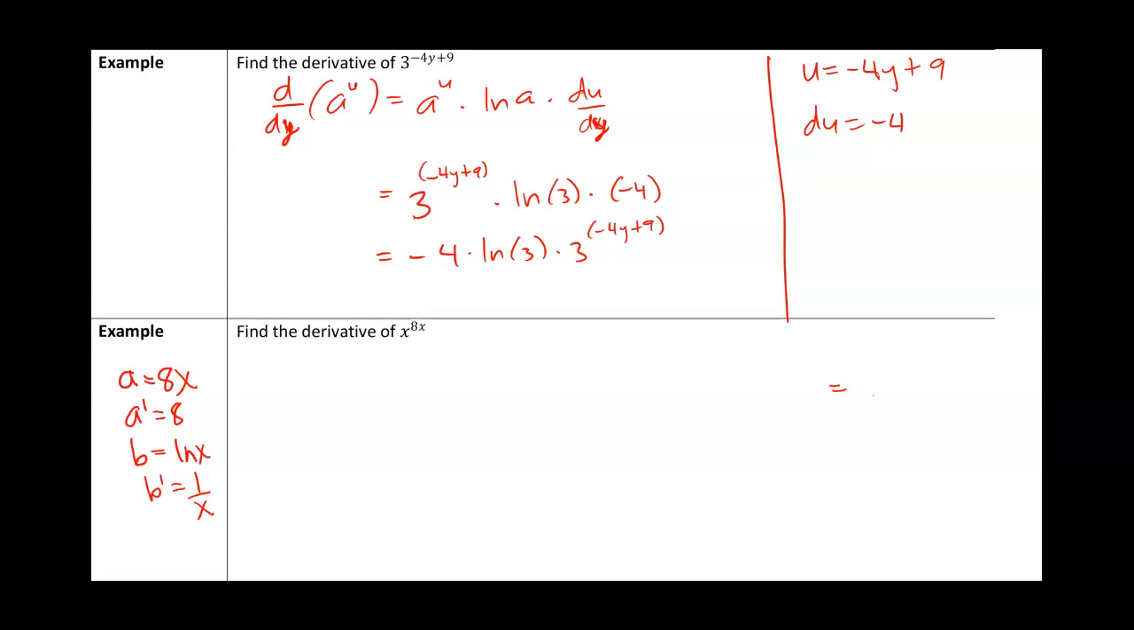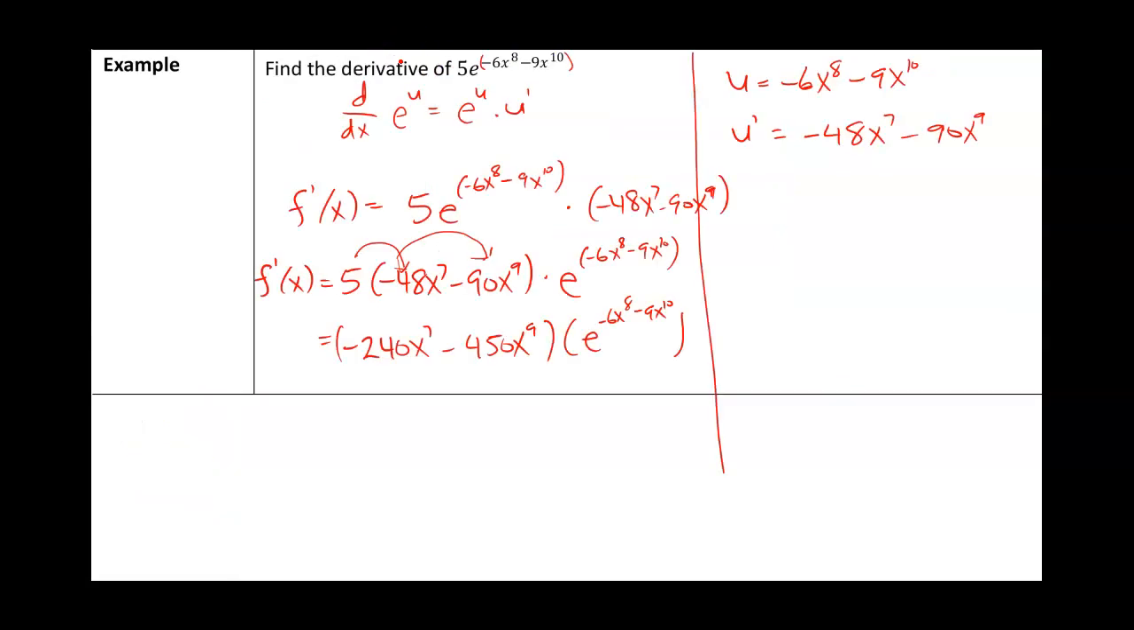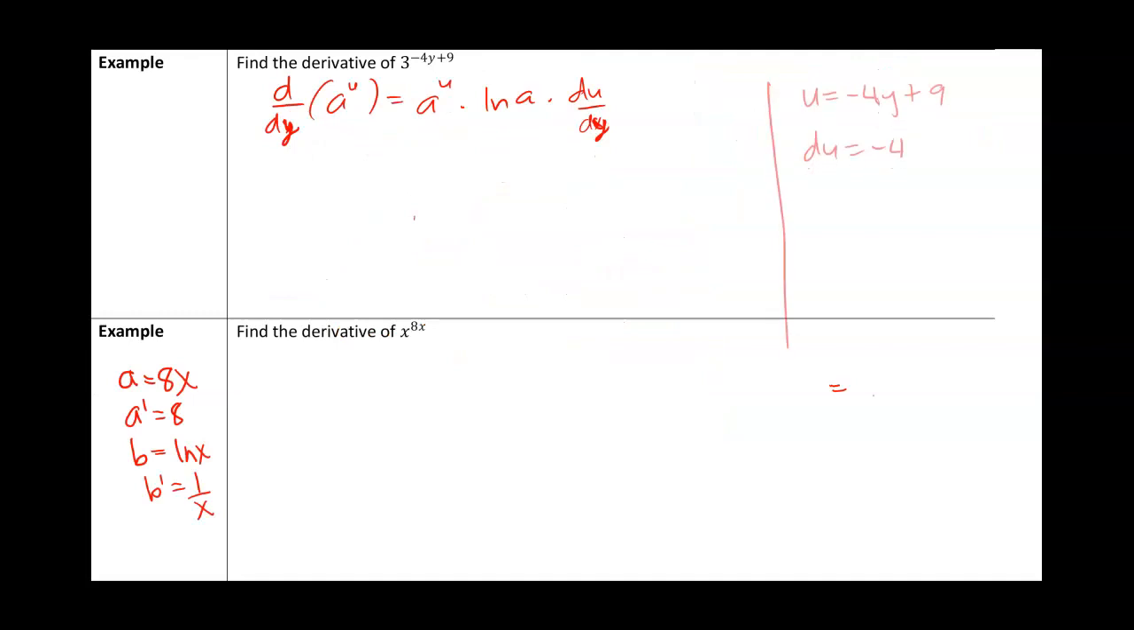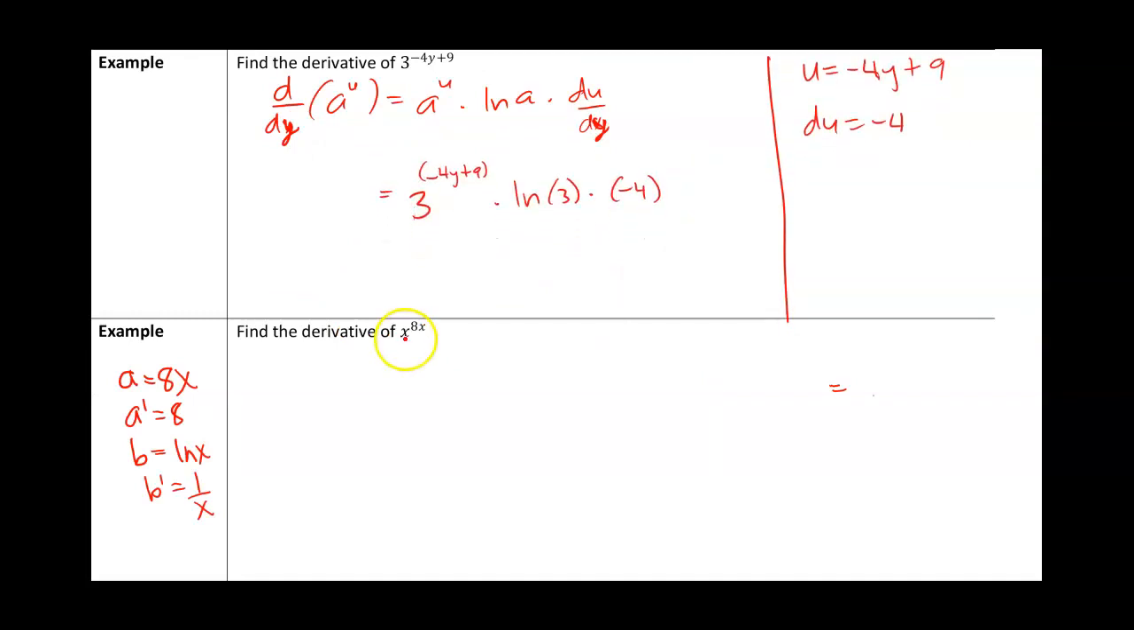All right, so the next example is going to be a little bit different. And here's why it's different. In the previous example, our base was e, which is a constant. But here, we don't have a constant as a base. Our base is actually x. So what do we do?